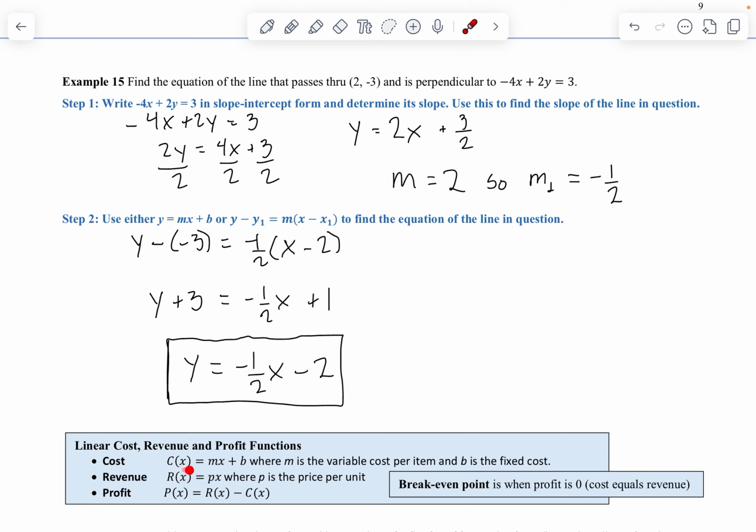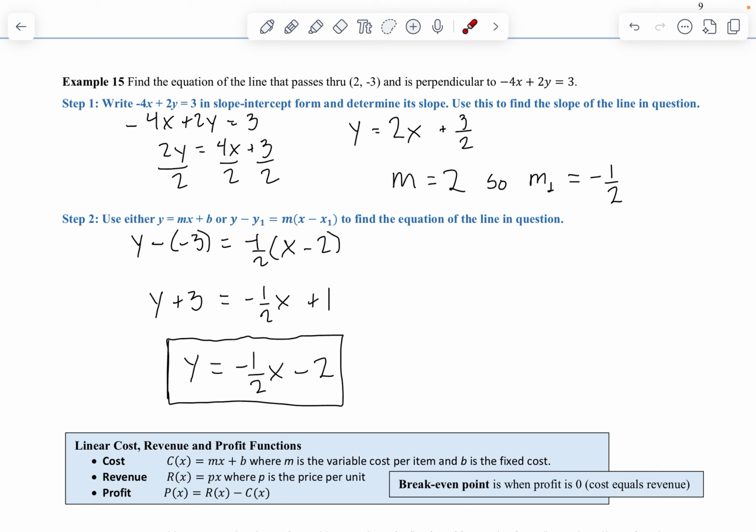However, in this case, we're using the equation to represent some real world scenario, and specifically a cost. So the slope m represents the variable cost per item, and then b is the fixed cost. So in a lot of cases, there's some variable cost, like dollars per mile or cents per gallon or something like that. And then there is maybe a fixed cost that's the same regardless of the other quantity.